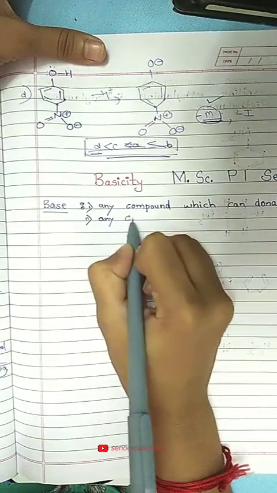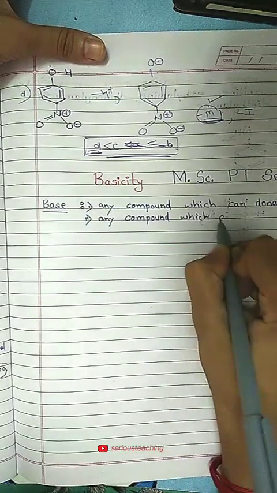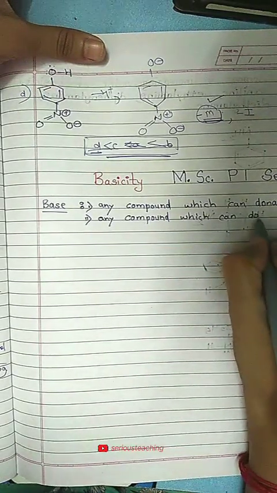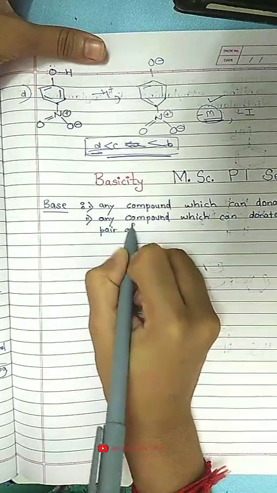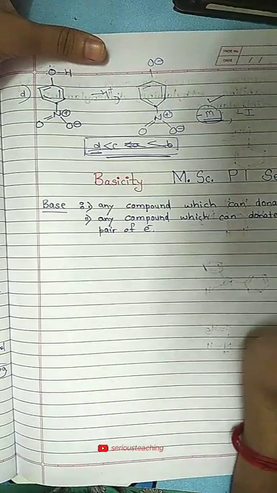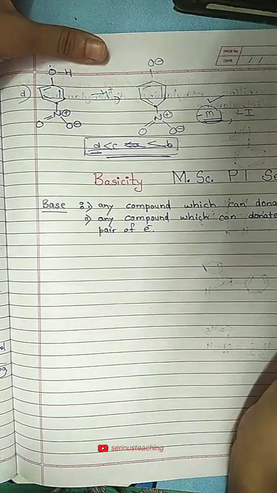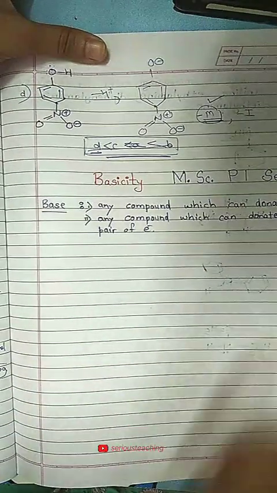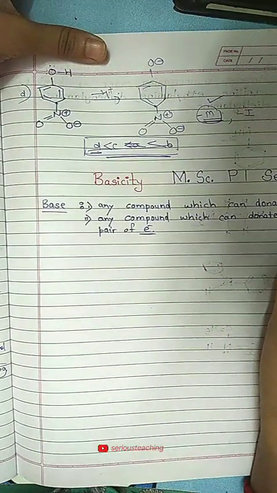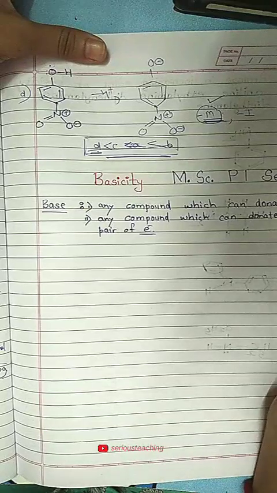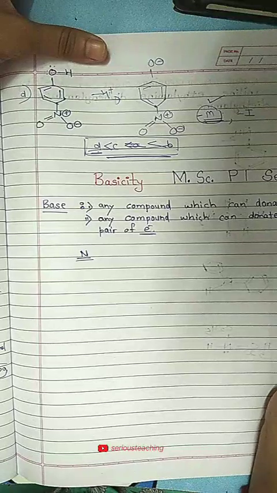any compound which can donate lone pair of electrons. So, for a compound to be basic, what is the most important criteria? The most important criteria is that the compound should have an atom which contains lone pair of electrons. Okay, so the one atom which easily donates lone pair of electrons is, of course, nitrogen. Because in most of the compounds we will see nitrogen as basic compounds.